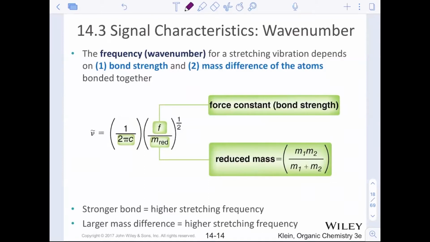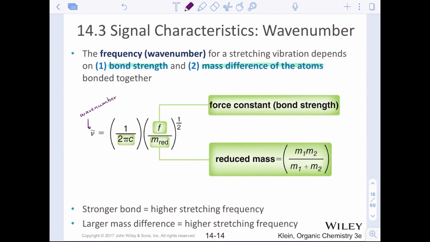and we kind of hinted toward this last time: bond strength, right? What two atoms are being held in what kind of way, double, triple, or single bond, and the mass difference of the atoms. Again, looking specifically at the two atoms that are bonded together. This is the calculation for wave number. Remember, this is wave number.